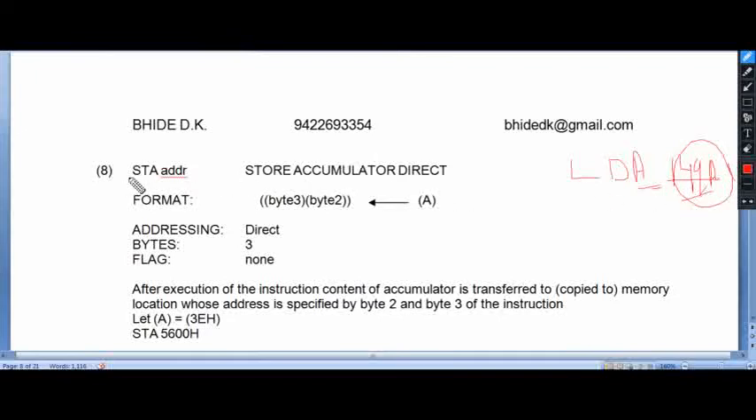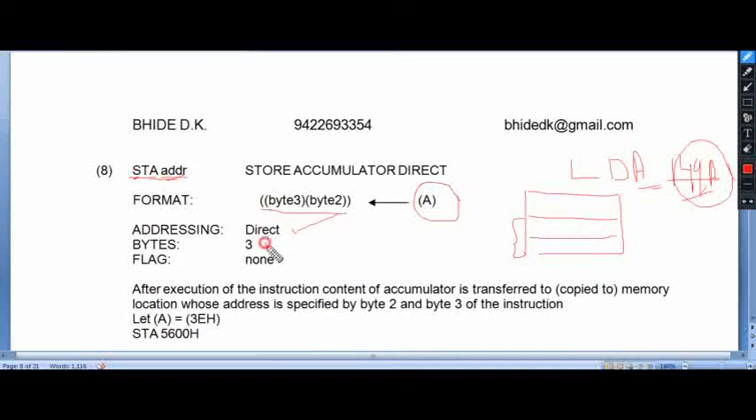Here the exact opposite instruction is there, that is STA address. S means store, accumulator to the memory location given by byte 2 and byte 3 of the instruction. That means whatever is present in the accumulator goes to memory. The memory is given by byte 2 and byte 3 of the instruction. In any instruction, when byte 2 and byte 3 represent the memory location, it is called direct addressing mode.